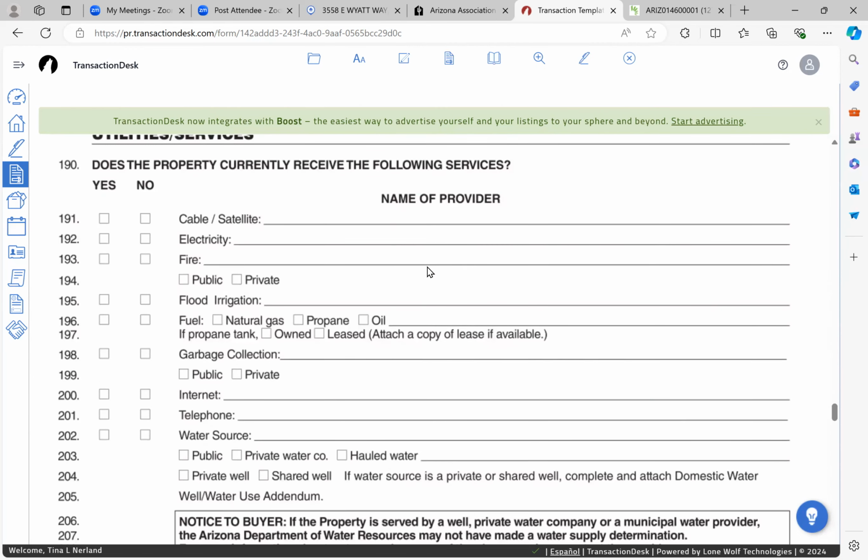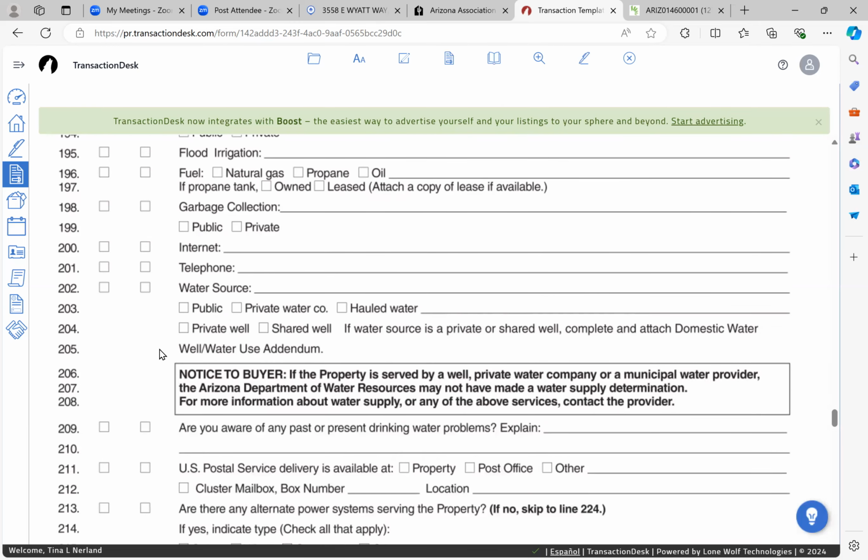Oh, this is a good one too. So utility information. Make sure that this is filled out, because when you get closer to closing, you're going to want to provide this information to your buyer so that they can get their services set up. So this is super important. So I always like to make sure that this is filled out. If it's not filled out completely, then I would go back to the seller's agent and just ask them to provide that information, because it is super important.